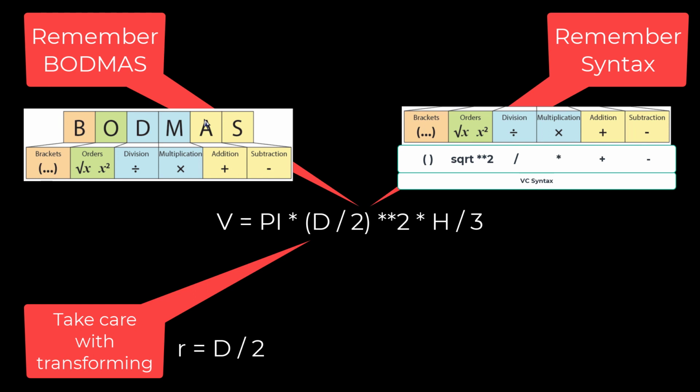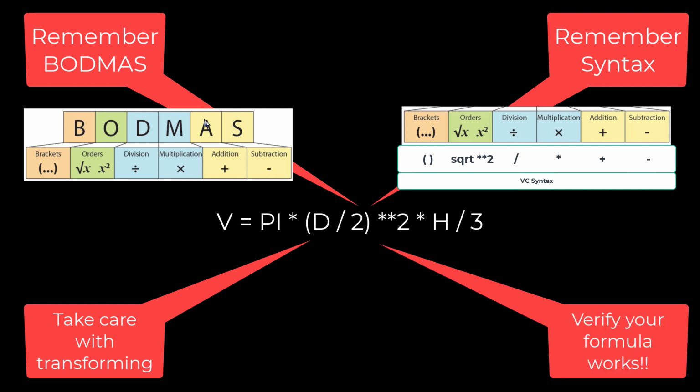And lastly, verify that your formula works independently of VC. So we've got our formula for volume here for a cone. Go on the web, you can find quick converters where you can put in the same values and get the calculation. Just as a double check to make sure your formulas work.